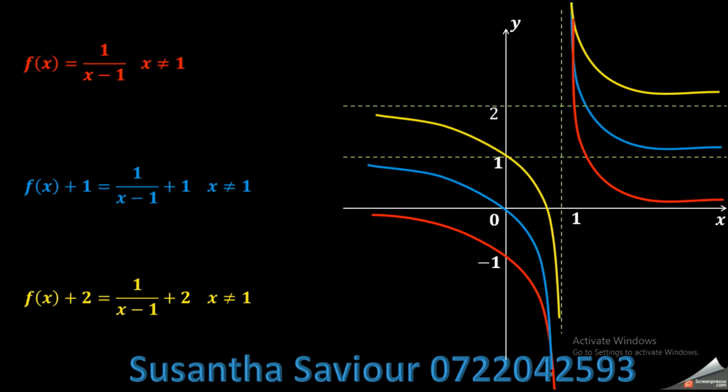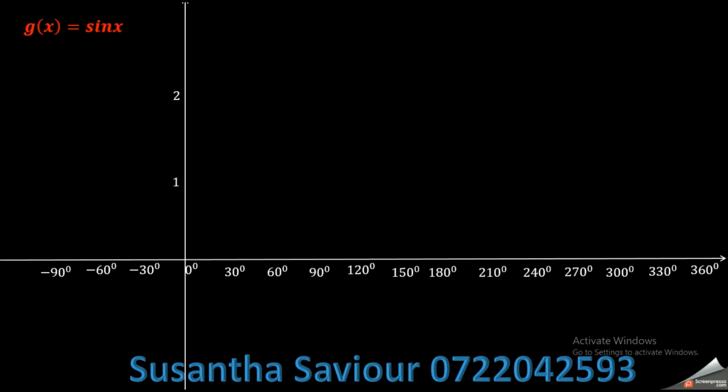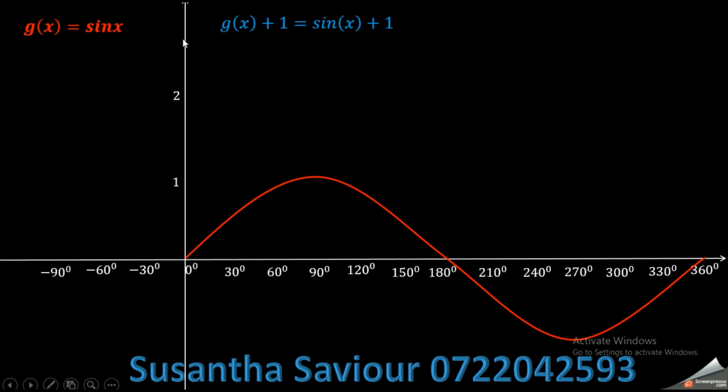Okay. Now look at this. Again, the y equals sine curve, right? g(x) is equal to sine x. You know the graph of this by this time. In an earlier question also I discussed it. It's like this. Now what is the transformation? g(x) plus 1. That means sine x plus 1. Right? That means this whole graph is moved up by how many points? 1 point.